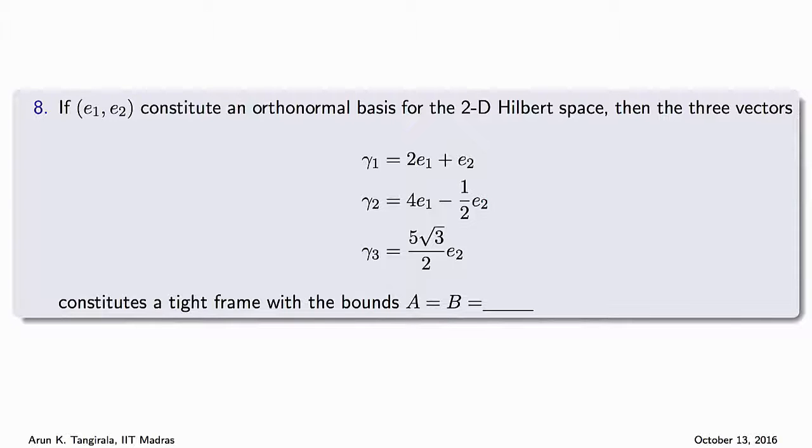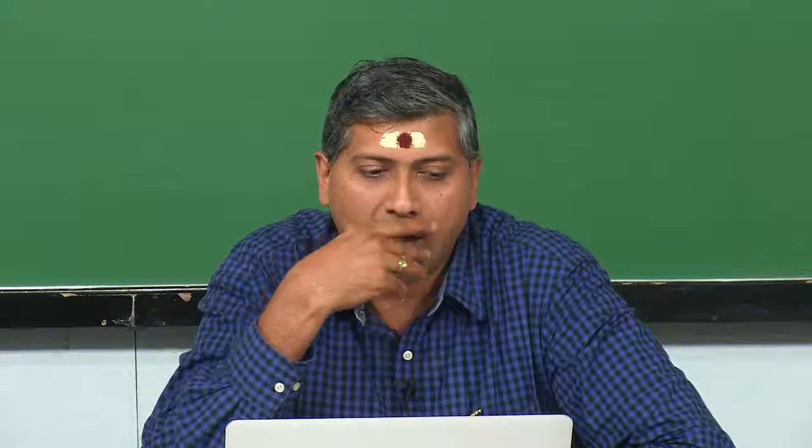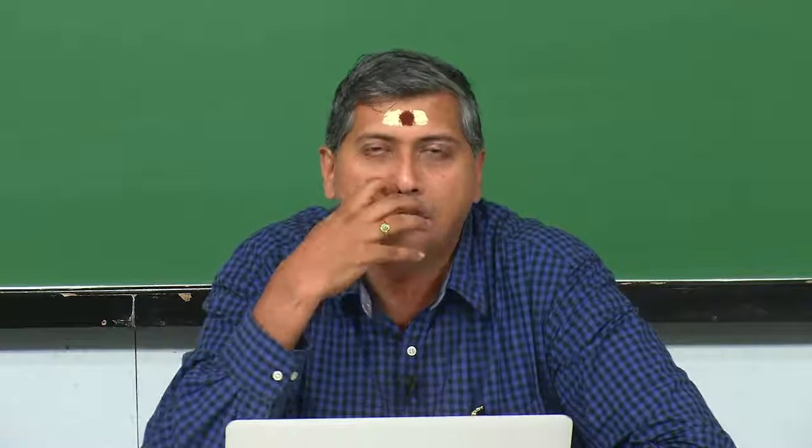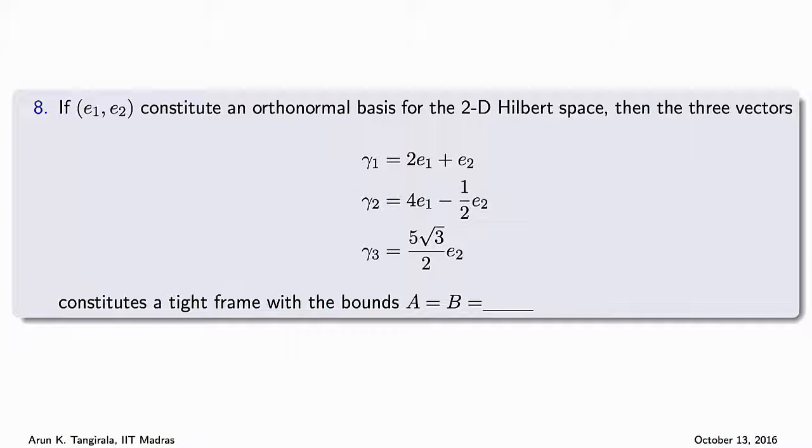So, if you recall, any set of vectors constitutes a basis if they are linearly independent, and orthonormality requires that their inner products are 0, that is number 1, and the 2 norm of the individual vectors should be 1. So, that is what is required of orthonormality, and therefore, here you are given that E1 and E2 are orthonormal. As a result, the inner product between E1 and E2 is 0, and both E1 and E2 have unity 2 norms. So, now we have 3 vectors, or 3 functions, basis functions, gamma 1, gamma 2, gamma 3, constructed from this 2-dimensional space.